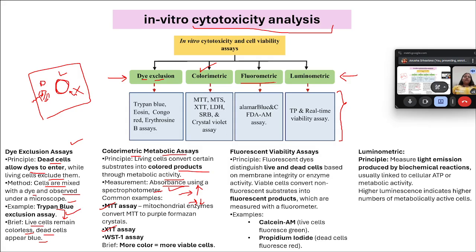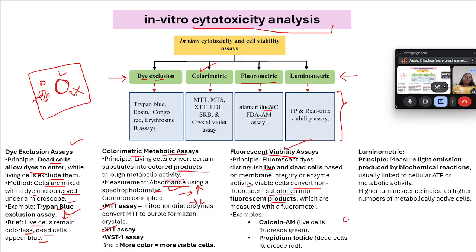Now the other one is fluorimetric based methods. In this we have Alamar blue and CFDA, fluorescein diacetate, acetoxymethyl assay. These are fluorescent viability assays, where you basically determine viability by a difference in fluorescence. Fluorescent dyes distinguish live and dead cells based on membrane integrity and enzyme activity, and viable cells convert non-fluorescent substrate into fluorescent products, if you remember what we discussed in the earlier sessions.